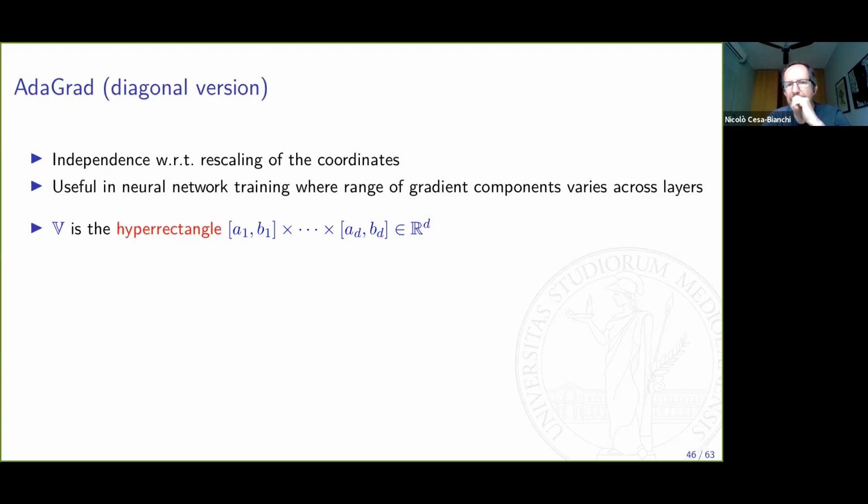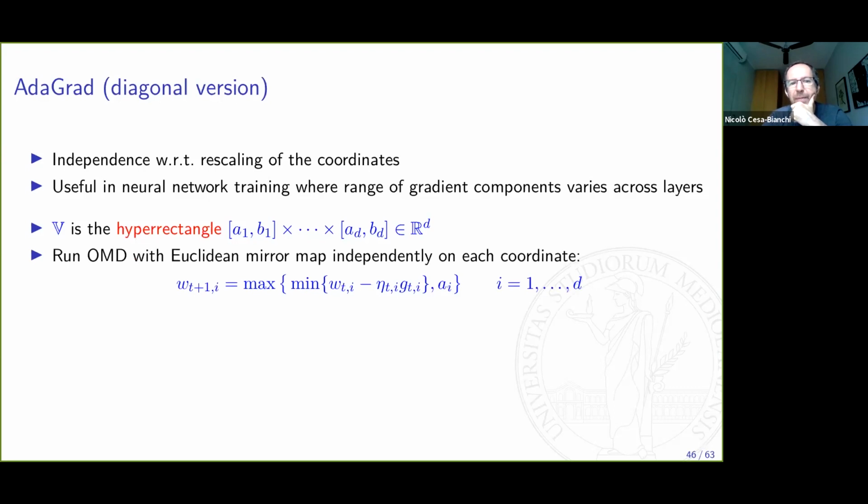Okay, so in order to get this independence, we choose a decision space that is a hyperrectangle. This makes sense, right? And the idea here is to show you the flexibility of this mirror descent framework. What we do is run an instance of mirror descent with the Euclidean mirror map, a separate independent instance for each coordinate. Since we are in a hyperrectangle as a decision space, it makes sense to do that. And we can just write gradient descent with projection with a very simple update, which looks like that.